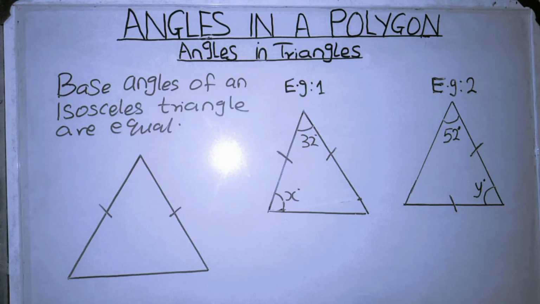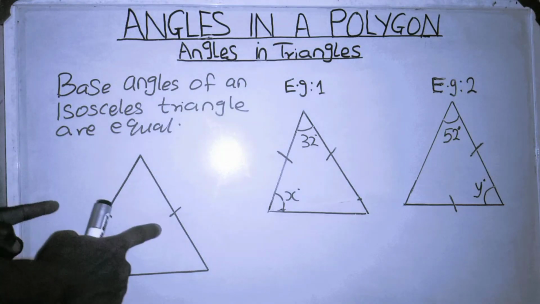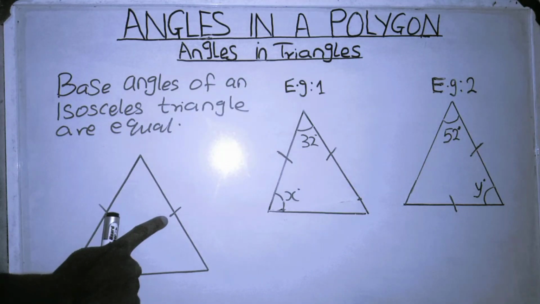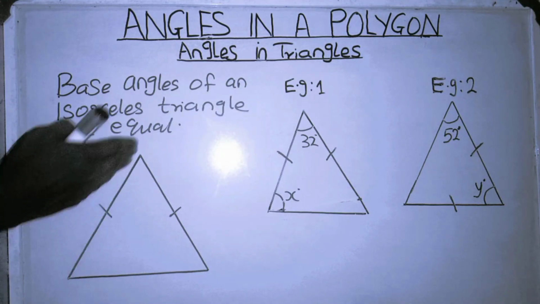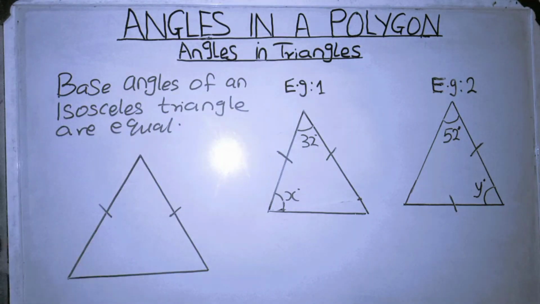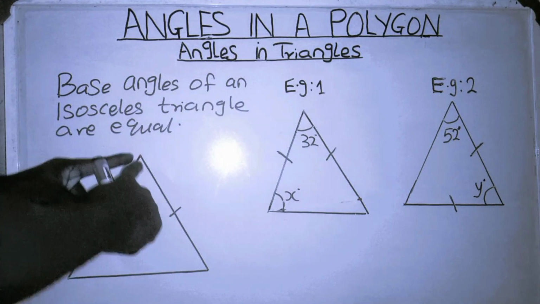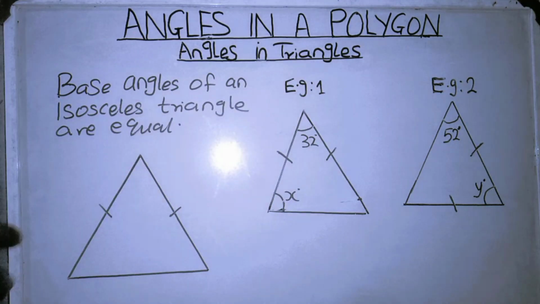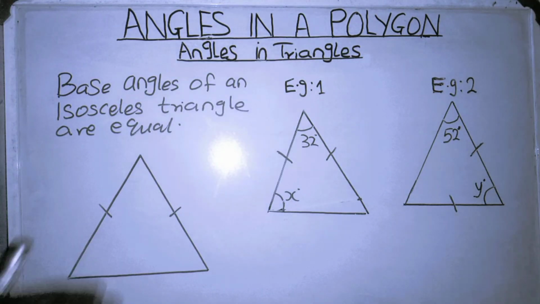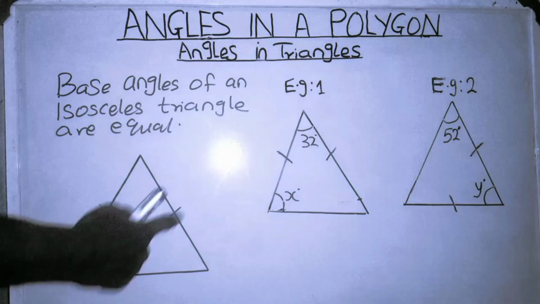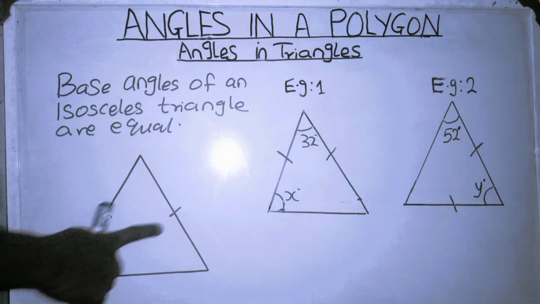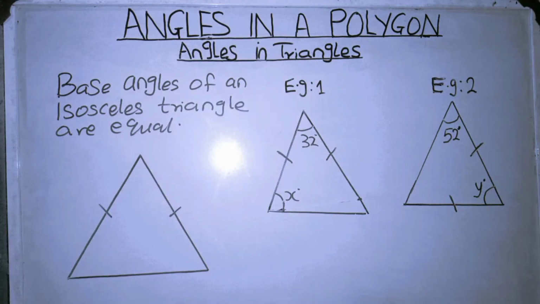An isosceles triangle is a triangle with only two sides equal. As you can see, this is a line indicator here. This one is another line indicator. Whenever you see a triangle whereby only two sides are equal, such triangle is known as what? An isosceles triangle. And this is a perfect example of it. This indicator shows that it's an isosceles triangle. That means this side and this side are equal.